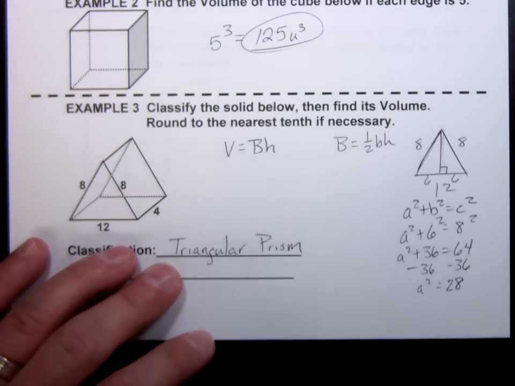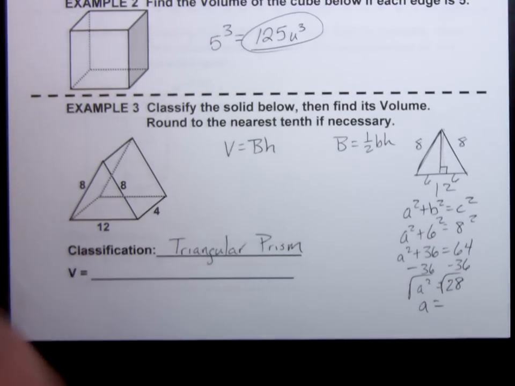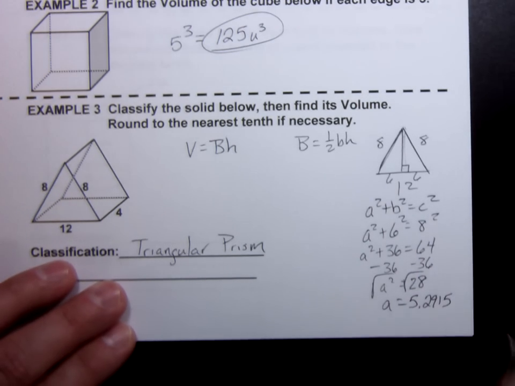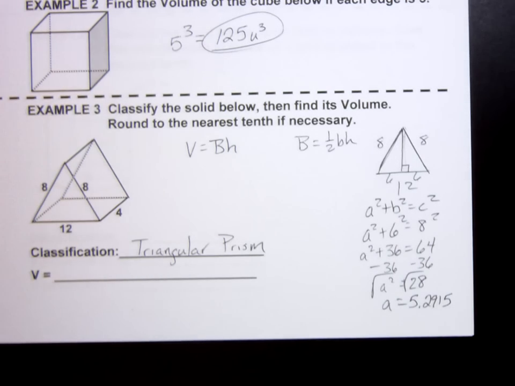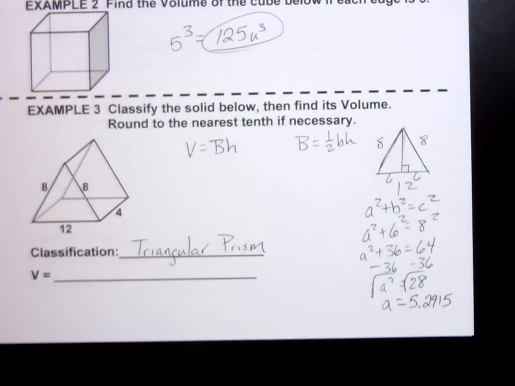And then we take the square root. Got to get rid of that squared. You do the opposite operation, which is square root. So I do square root of 28, 5.2915, something along those lines, depending on where you're rounding it off to. Because I'm rounding to the nearest tenth at the end of the problem, I want to make sure I'm keeping a few extra places after the decimal point for now.